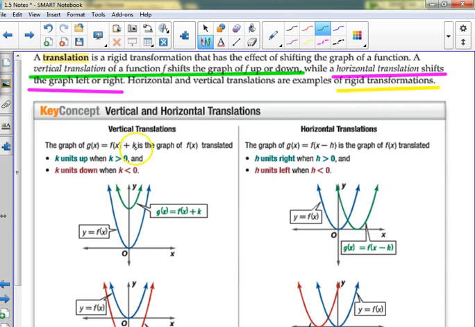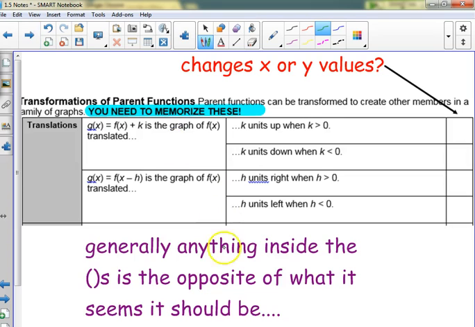Vertical transformations are when you add something onto the back of the function. If it's a positive number, it goes up. If it's negative, it goes down. When you do something inside of the parentheses to the function, that's a shift left or right, and it's always the opposite of what it seems. If you can simply remember that anything that happens inside the parentheses is the opposite of what it seems, you'll be in good shape. Let me explain what I'm talking about here.